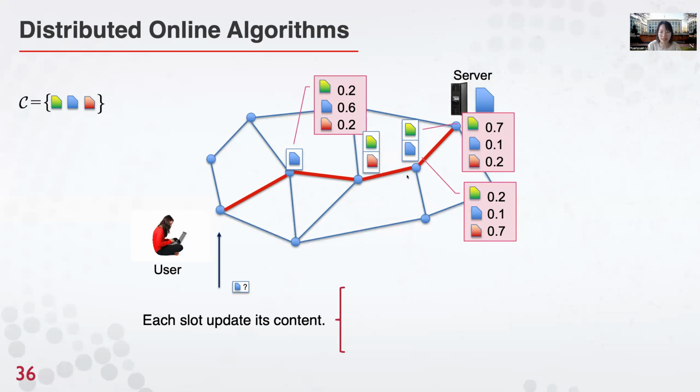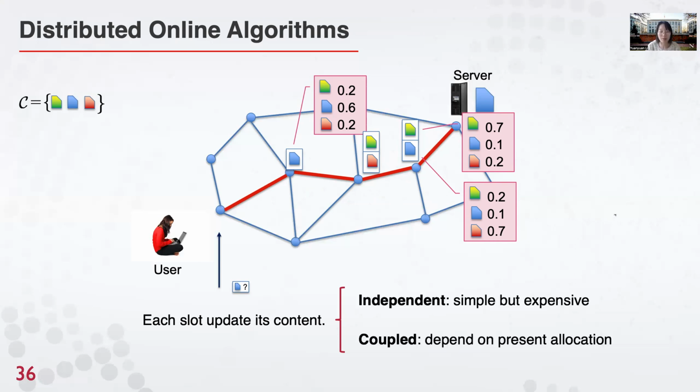There are two ways to select these contents. One is to independently select the cache item only according to its probability distribution. This one is simple, but incurs more update costs. Another one is coupling this selection with the presently selected content. While yielding the same expected caching gain, coupling can bias the selection towards items already existing in the caches. This reduces update costs, especially when the probability distribution changes slowly.